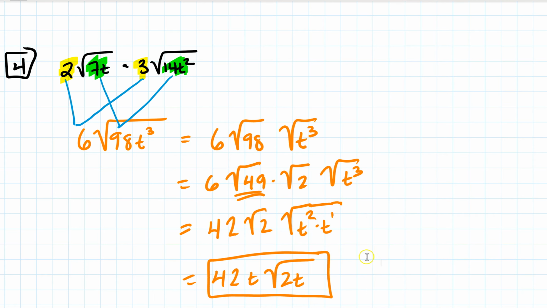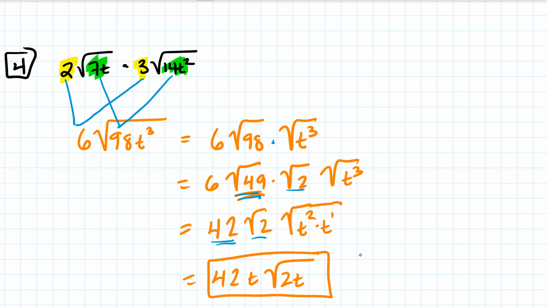All right. So I've got 6 times the square root of 98, and then I have a t to the third. I've broken this up. For 98, the largest perfect square underneath 98 should be 49 and 2. That's easy to see because the square root of 49 is the number 7. 7 times 6 gives me back that 42. My root 2 stays there. My square root of t to the third becomes the square root of t squared times the square root of t.